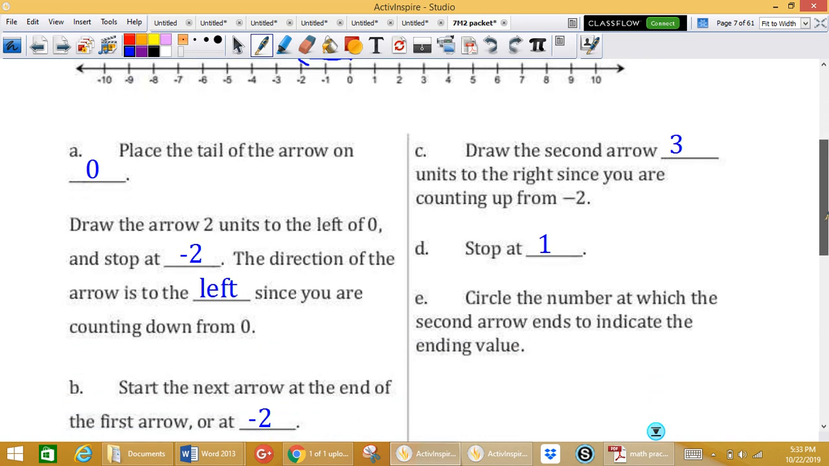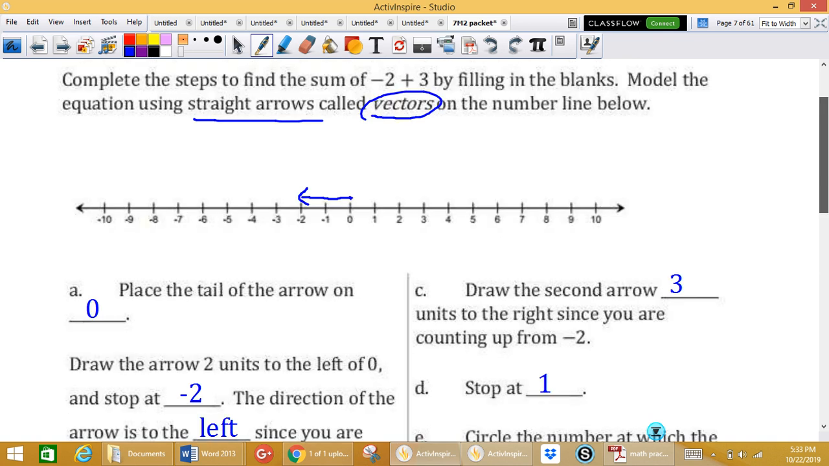Start the next arrow at the end of the first arrow or at -2. Draw a second arrow 3 units to the right since you are counting up from -2. So 1, 2, 3. Stop at 1. Circle the number because that's our answer.